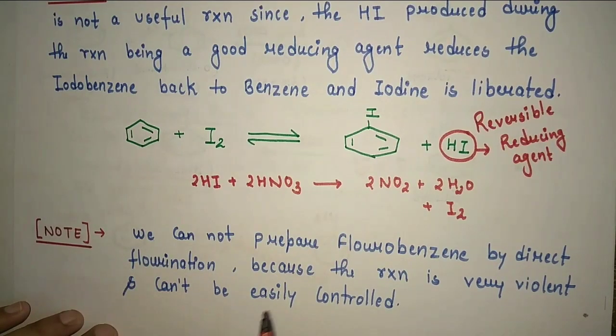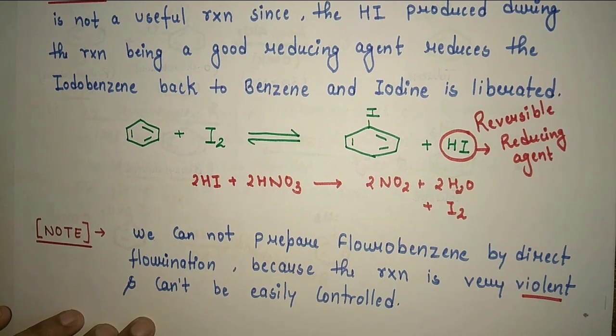Now the next point to remember is that we cannot prepare fluorobenzene by direct fluorination. The reaction is very violent in nature and cannot be easily controlled. So this is why fluorobenzene cannot be produced by direct fluorination. I will tell you how fluorobenzene is prepared.